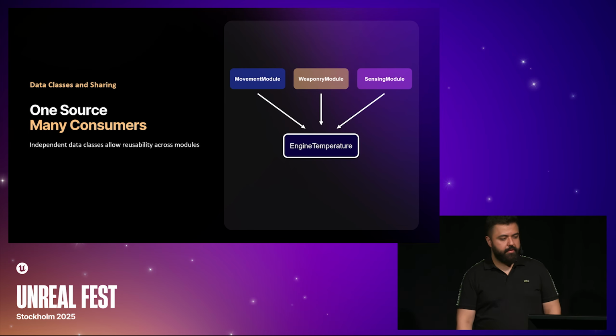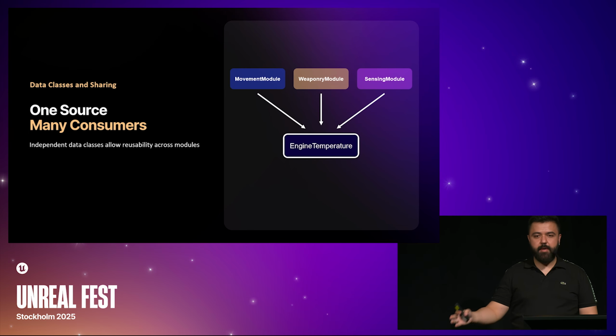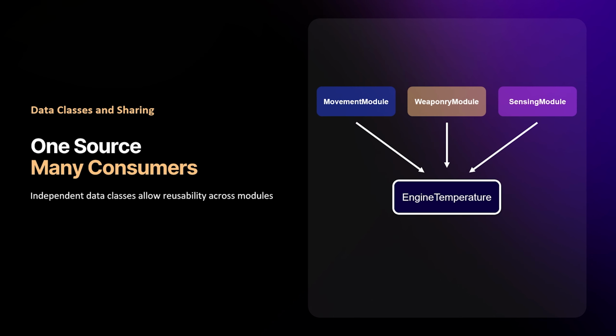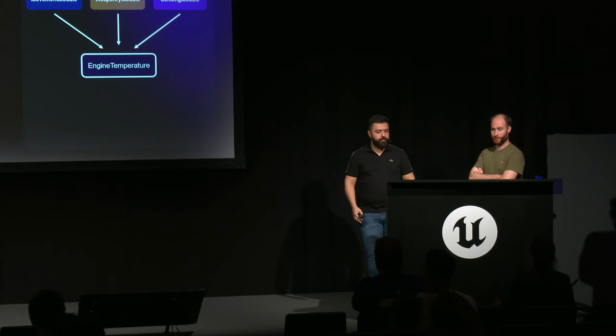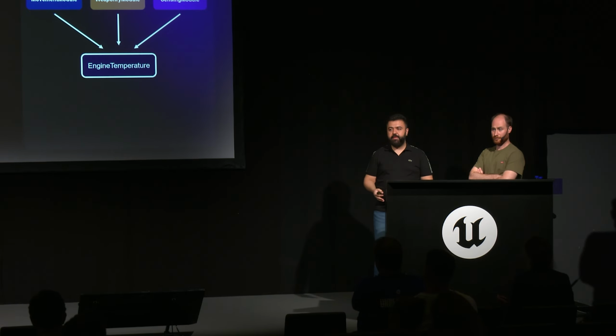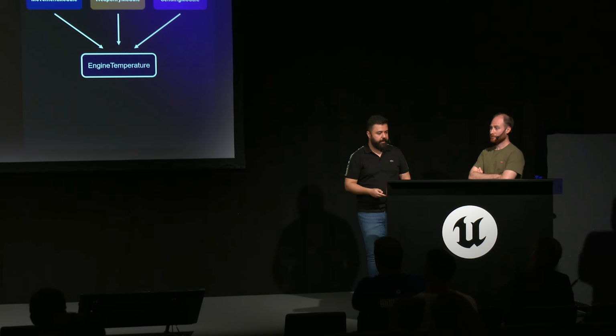We also keep our data in separate classes, not inside the modules themselves. These data classes actually act like mediators. Probably you have previously heard about the mediator pattern. Modules don't talk to each other directly, they talk through the data classes. This way, we get a single source of truth and avoid duplicated states across the system.